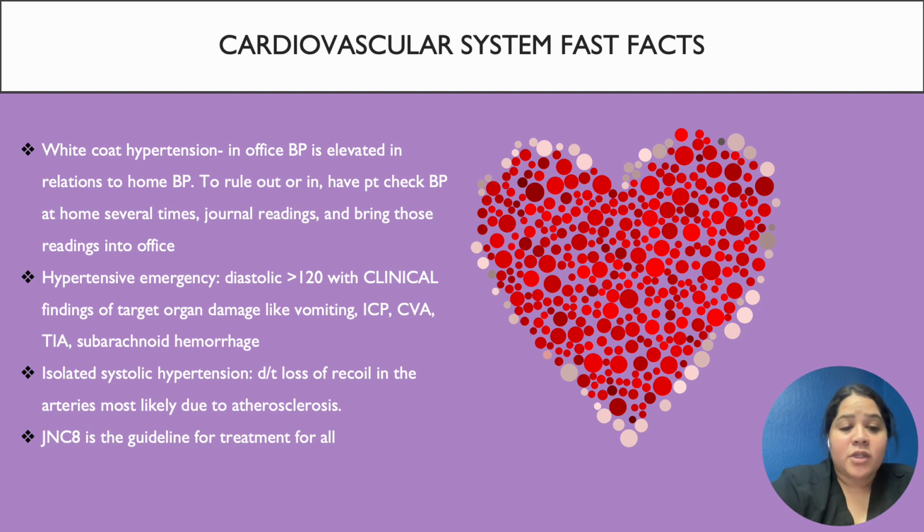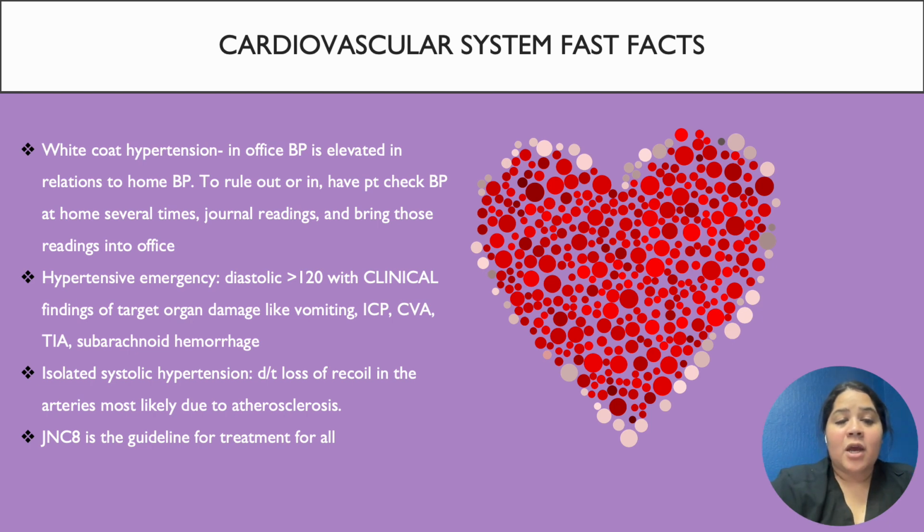Isolated systolic hypertension occurs in the elderly, and it's due to the loss of the recoilability of the arteries due to atherosclerosis and due to age. So we would most likely see this in our older adults, and we would want to treat with antihypertensives, most likely some form of calcium channel blocker.